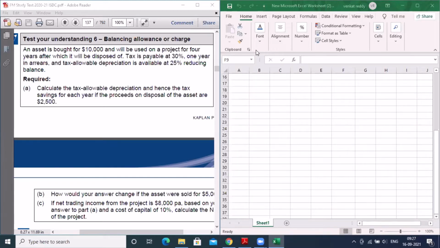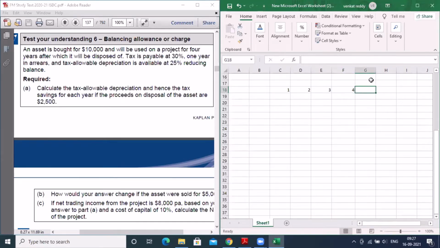So some important points which are to be considered. Now generally we will be paying the tax in 1 year arrears. It means immediately the tax will not be paid. It will be paid 1 year arrears. Okay. So first year. So total life of the asset is 4 years.